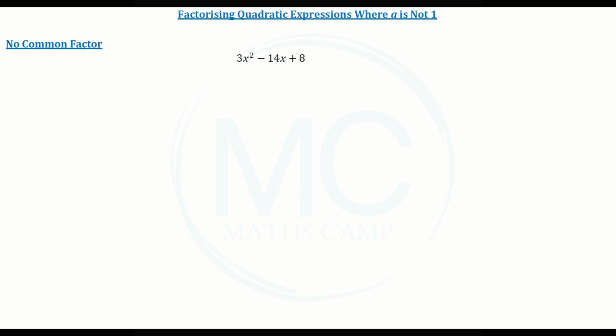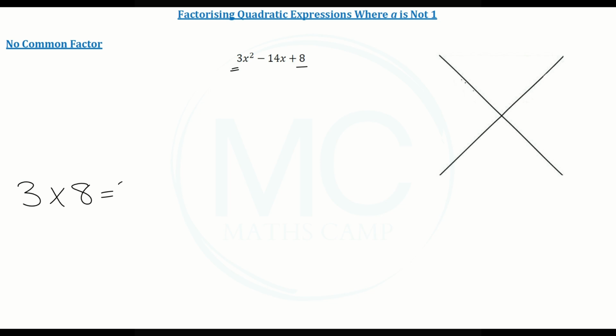3x squared minus 14x plus 8. Let's put in our big X. Now we start by multiplying the coefficient of x squared, which is 3, by the constant of 8. And we say 3 multiplied by 8, which gives us 24. Let's put 24 up here. The coefficient of the middle term is -14. So we say -14 over here.